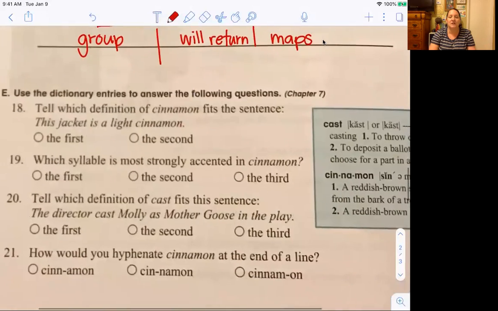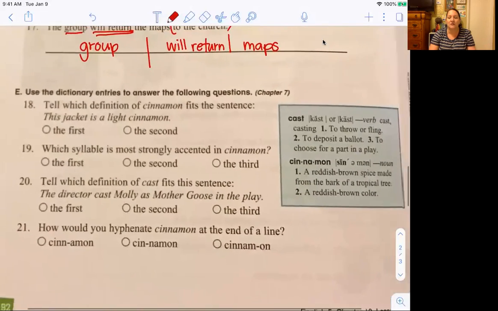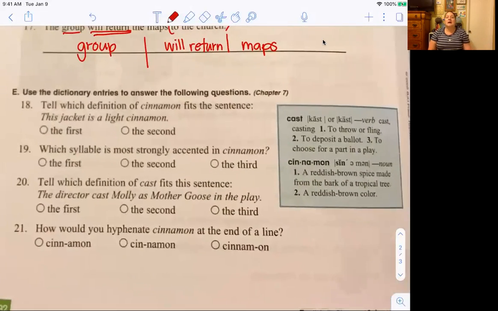Okay, use the dictionary entries to answer the following questions. 18, tell which definition of cinnamon fits the sentence, this jacket is a light cinnamon. So let's look at cinnamon. A reddish brown spice made from the bark of a tropical tree, that's the first definition. Or the second, a reddish brown color. Now, can the jacket be a spice? No, right? So it's got to be the second one. It's a reddish brown color.